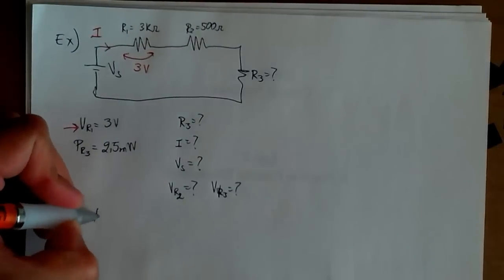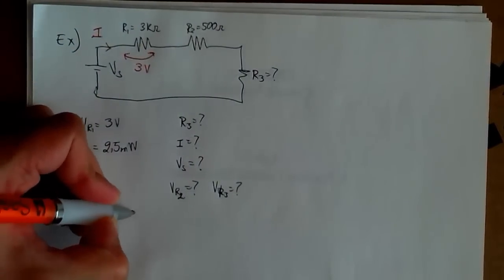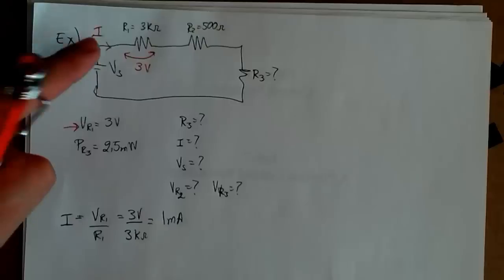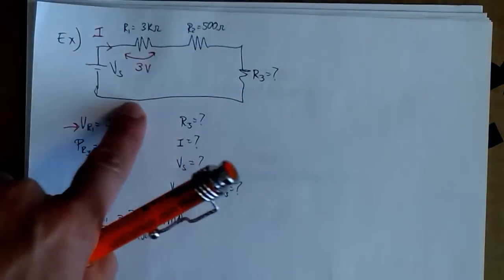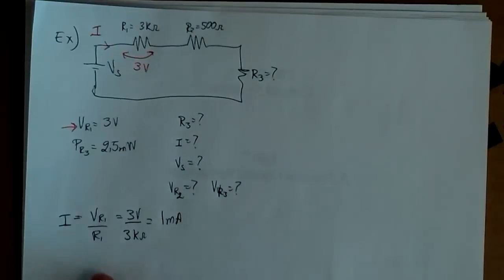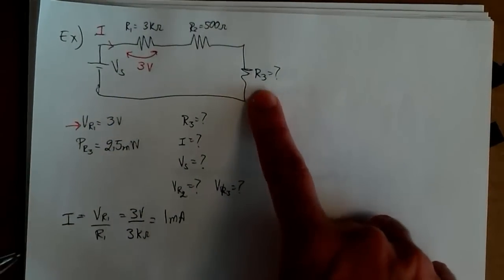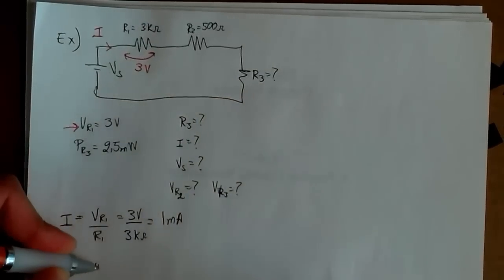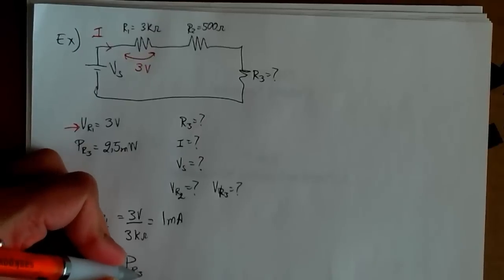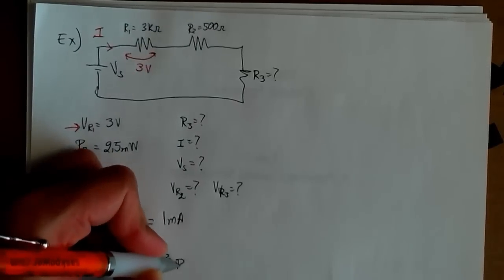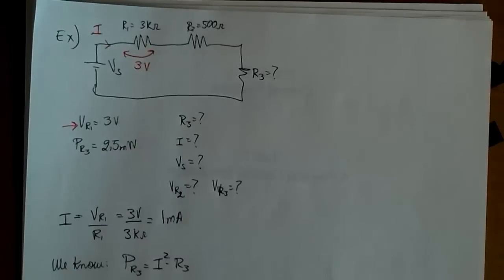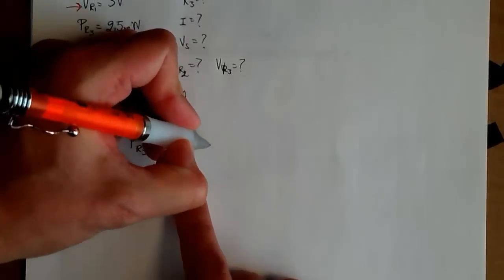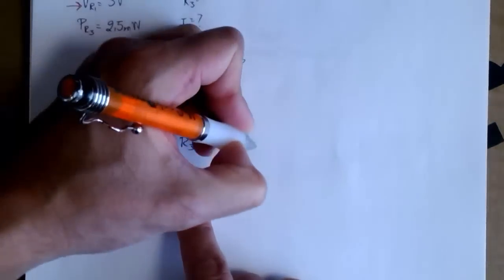So one way to find the total current in the circuit is by applying Ohm's law, since we know the voltage across R1 and we know the value of R1. So in this case we get 1 milliamp flowing in this circuit. Now we want to know the value of R3. We can use the fact that we know the power dissipated by R3. In this case PR3 is 2.5 milliwatts. And we can find this power in terms of the current I squared times R3. So from here we can get the value of R3. In this case we're going to get 2.5 kilo ohms.